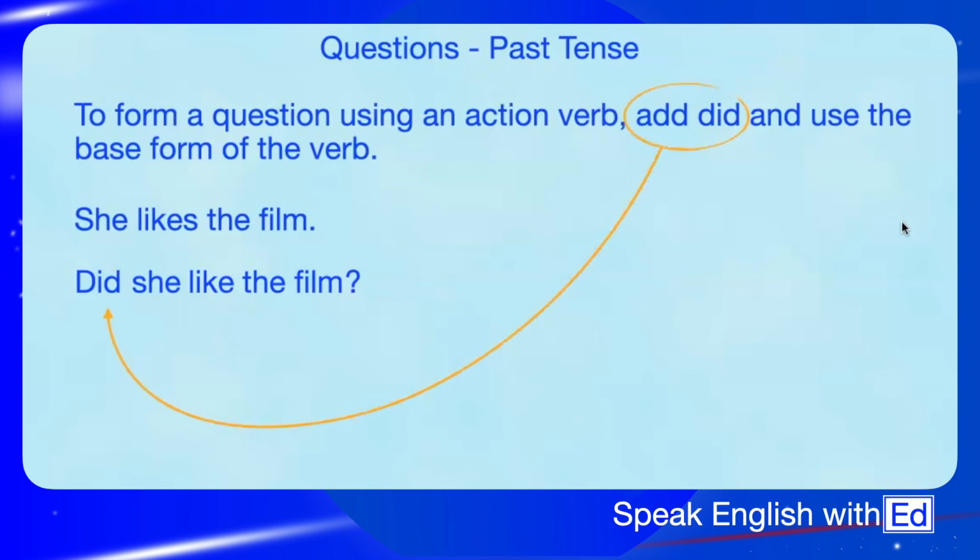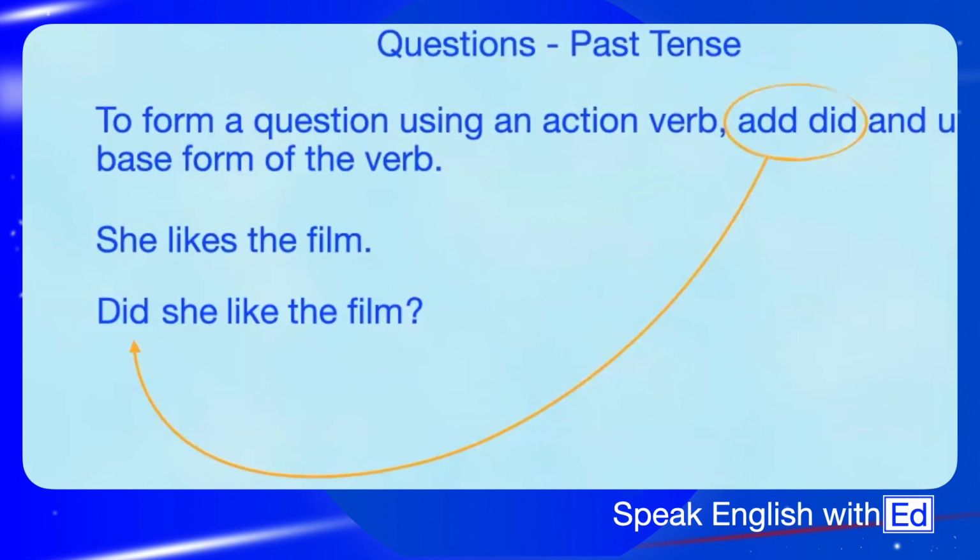So looking at the rule here, the rule says we add did at the beginning of the sentence. We add did, so we've done that. And then we use the base form of the verb. It isn't likes. And it's every verb, in every question like this: did she like? Did she walk to work? Not "she walks to work," but did she walk to work? So you just use the verb in its base form, and then of course you add the question mark. You must add the question mark if you're writing.